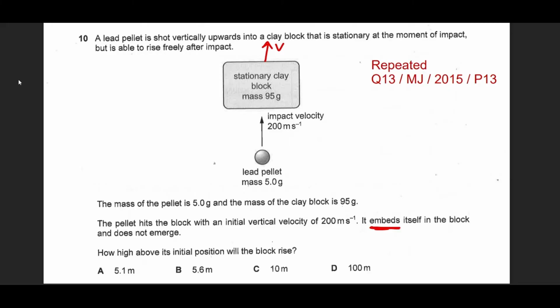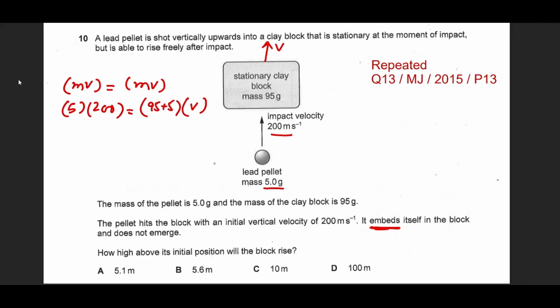We have the momentum brought into the system by this bullet, that will be mass times velocity of the bullet, equal to the mass times velocity of the system after the bullet embeds itself. The mass is 5 grams. So 5 gram mass with a velocity of 200 equals, the mass after the collision or after the embedding will be 95 plus 5, times the velocity, which will be V.